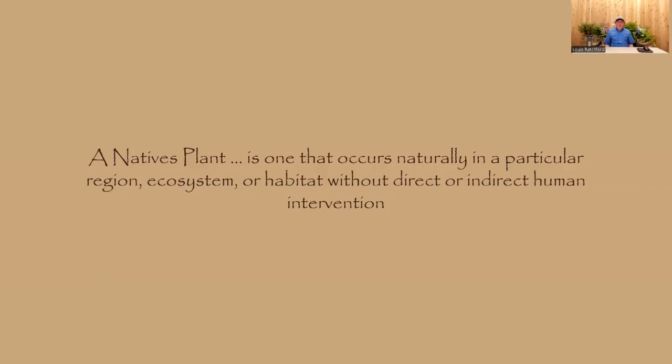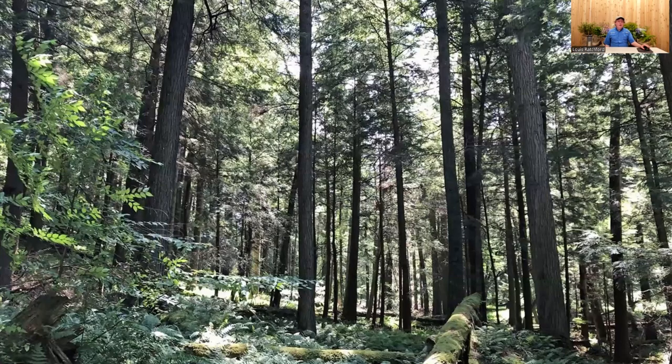So again, before the Europeans came over here, and even before the American Indians were here, these forests literally were here for millions and millions of years. And every single plant within them was a native plant. This is the old growth forest that we have here in Fairfax County. This is a hemlock old growth forest.